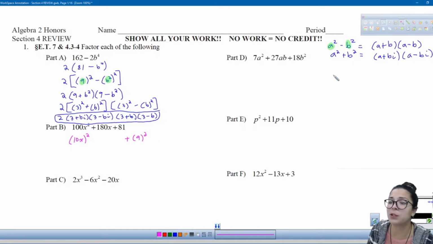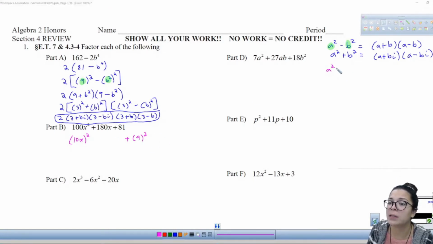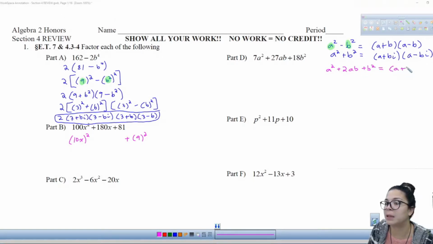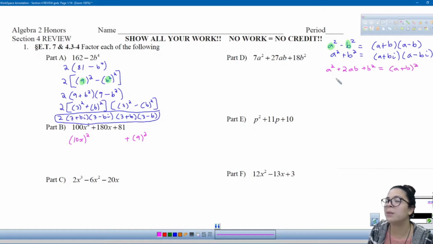Now remember the perfect square trinomial, right? a squared plus 2 times a times b plus b squared factors into a plus b squared. And then we have another one that's very similar to this one: a squared minus 2ab plus b squared. So it's just that the middle term is negative. If the middle term is negative, then the binomial is a minus b instead of a plus b.